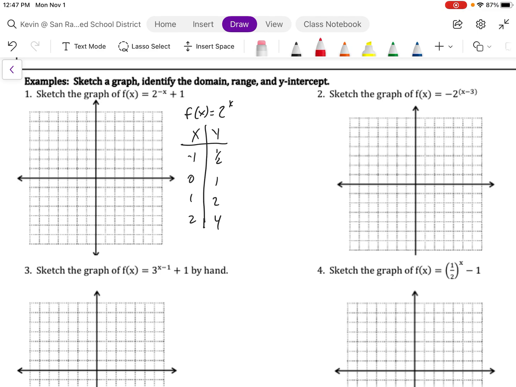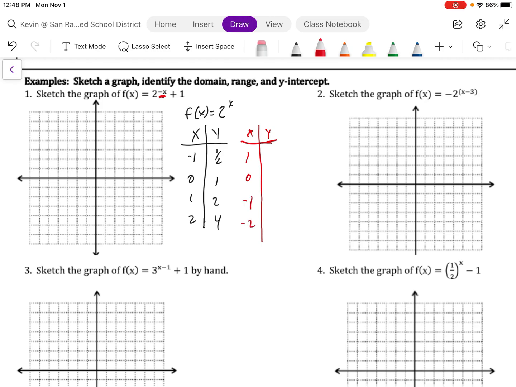So now I have to look at what the transformations are that are taking place, x and y. So the first one here, I see we have this negative x. That means we have a reflection over the y-axis, which means that we're flipping all of our x values. So -1 becomes 1, 0 stays 0, 1 becomes -1, and 2 becomes -2.